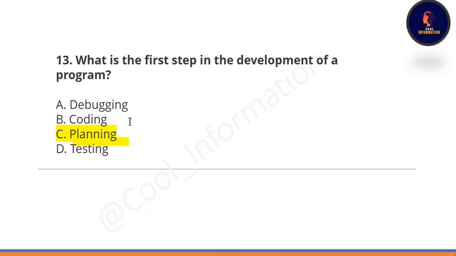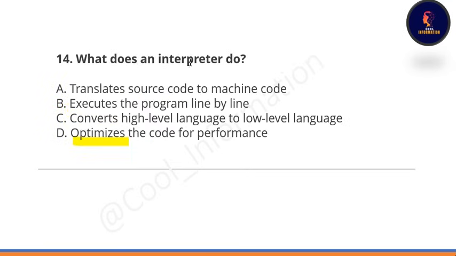Okay guys, next question. What does an interpreter do? Option A is translate source code to machine code. Option B, execute the program line by line. Option C, converts high-level language to low-level language. Option D is optimize the code for performance. Correct option of this question is option B, which is executes the program line by line.